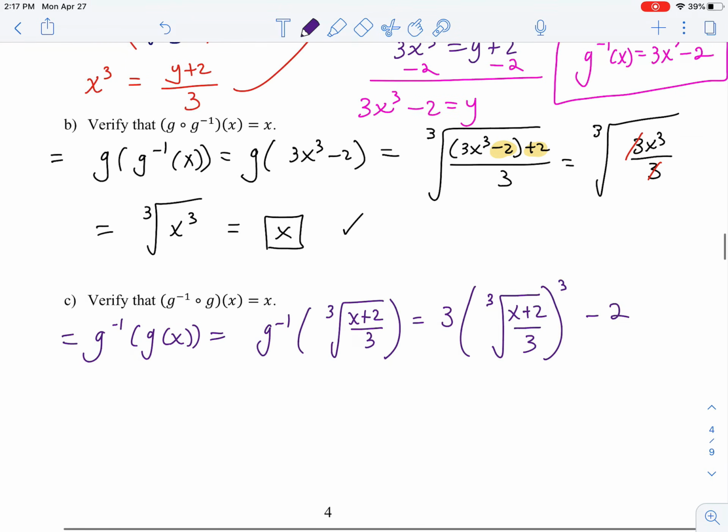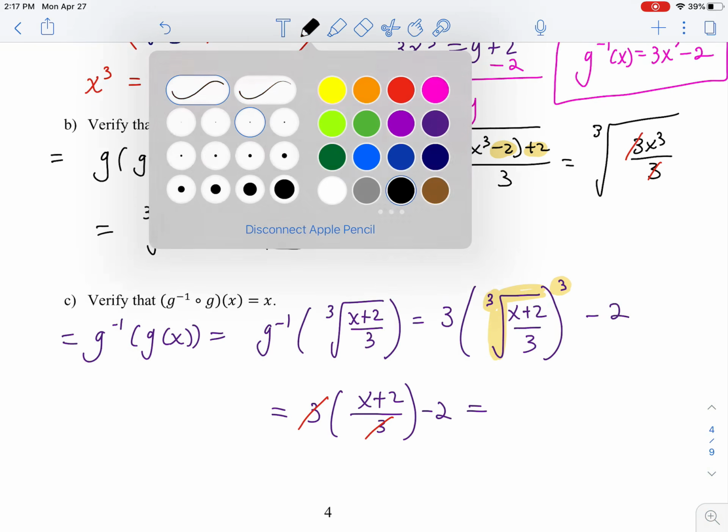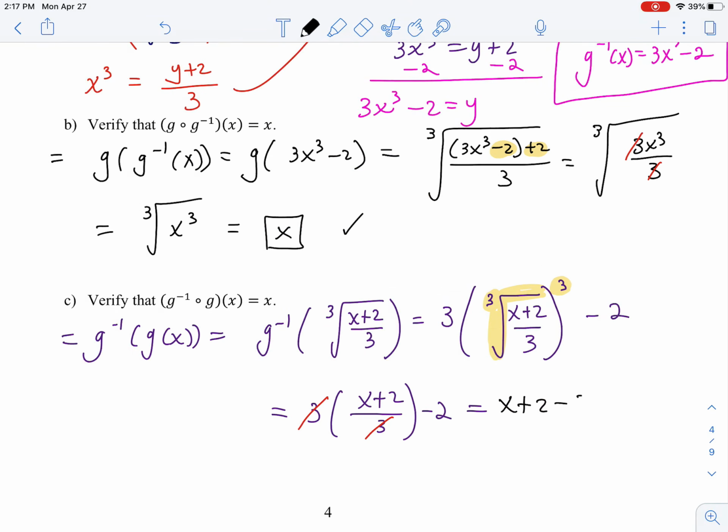I have to simplify this. So don't cancel out everything in a single line. Let's see what cancels out first. Notice this cube root and this cubing cancels out first. Then I will have 3 times (x plus 2) divided by 3 minus 2. Then what cancels out next? The 3 cancels out. Therefore, I will have x plus 2 minus 2. And then this is when the plus 2 and the minus 2 cancel out, leaving us with just x.